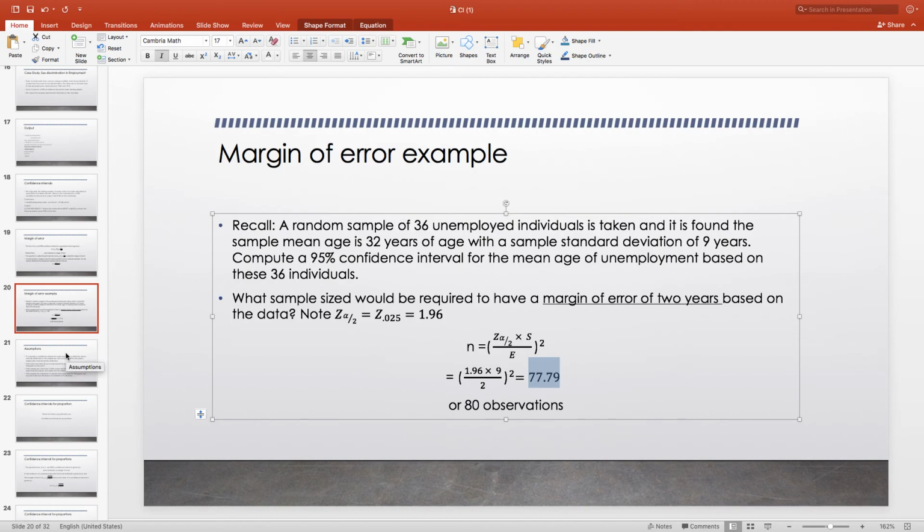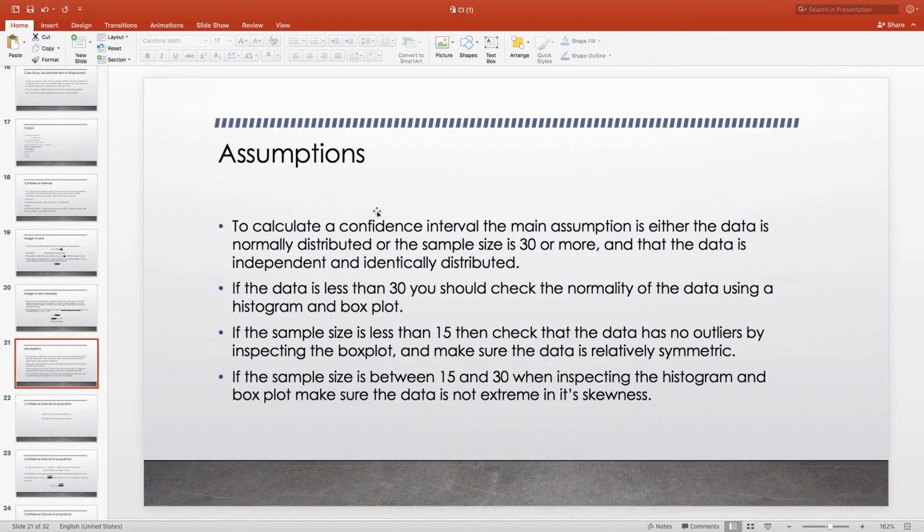So when you're doing confidence intervals, there are some assumptions. And here are your assumptions. The main assumption is either the data is normally distributed or you have a sample size of 30 or more. The data should be independent and identically distributed. That will be satisfied if you have a random sample of your data and they are all from the same population. Independent means you have a random sample. Identically distributed means that they all come from the same population.